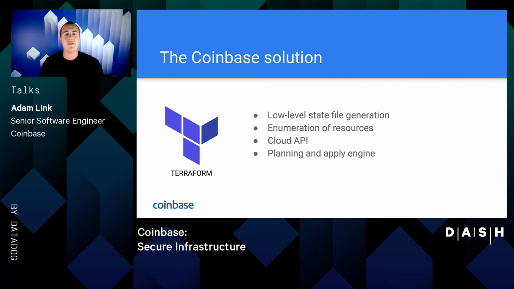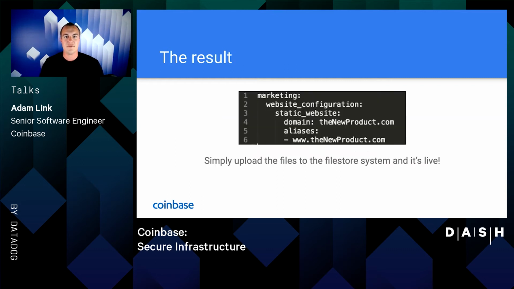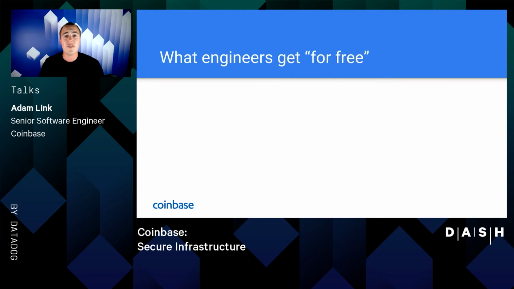So the result of these 4 tools gets us to this very cool productized solution: 6 lines of YAML. These 6 lines of YAML allow developers to spin up a new website, in this case newproduct.com, and all they have to do is upload their files and the website is live. So what's really cool about this is, what do developers get for free with these 6 lines of code? Why did we even do all this?